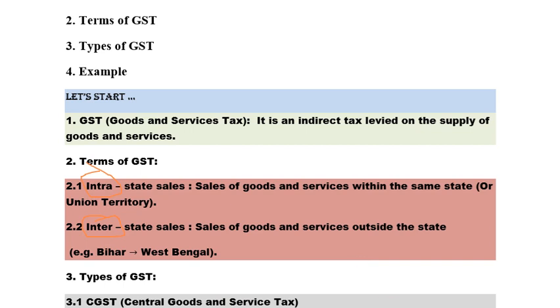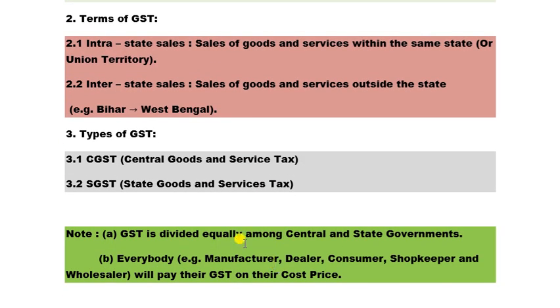Now we are going to the next topic, that is types of GST. Here it is written types of GST. You will see, then we can easily understand. Here two types of GST you can see, that is CGST and another one is SGST. CGST is the full form of Central Goods and Service Tax, and SGST is State Goods and Service Tax.